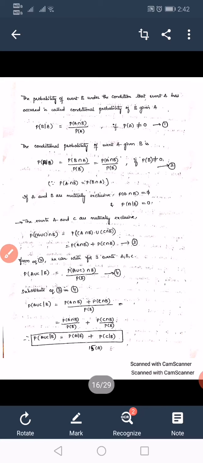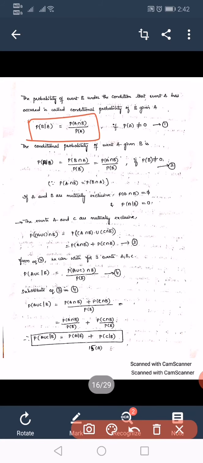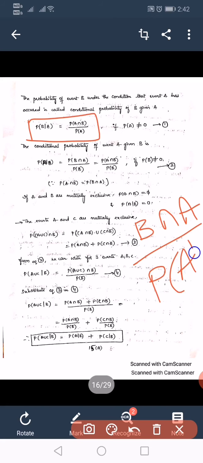Now, what is the formula of conditional probability? This one. In general we know that P of B given A equal to P of B intersection A by P of A. According to the commutative law, we know that P of B intersection A equal to P of A intersection B. That's why I have written here. And in the denominator term, P of A is not equal to 0.